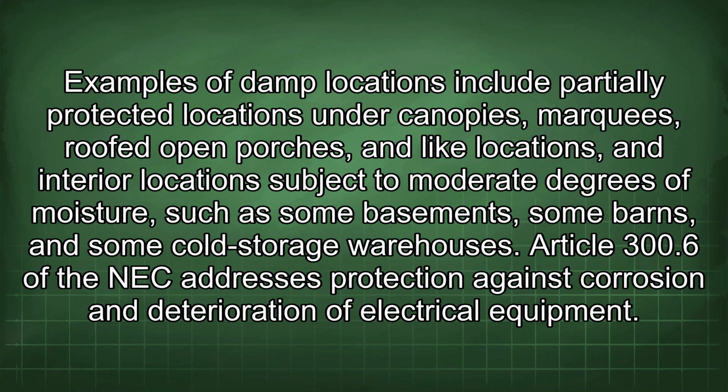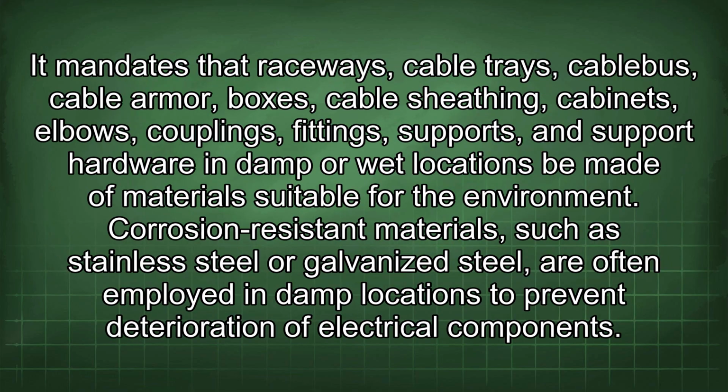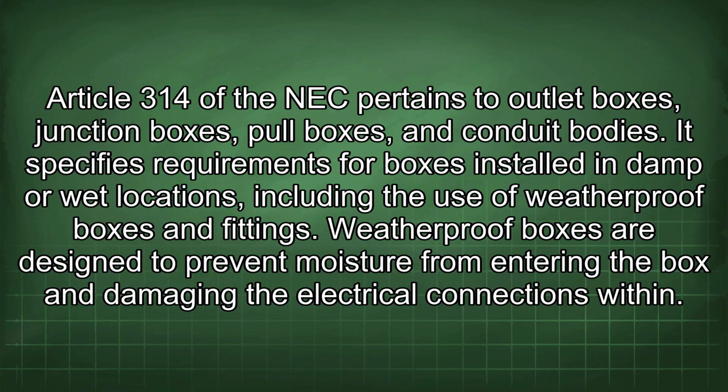Article 300.6 of the NEC addresses protection against corrosion and deterioration of electrical equipment. It mandates that raceways, cable trays, cable bus, cable armor, boxes, cable sheathing, cabinets, elbows, couplings, fittings, supports, and support hardware in damp or wet locations be made of materials suitable for the environment. Corrosion-resistant materials, such as stainless steel or galvanized steel, are often employed in damp locations to prevent deterioration of electrical components. Article 314 of the NEC pertains to outlet boxes, junction boxes, pull boxes, and conduit bodies.